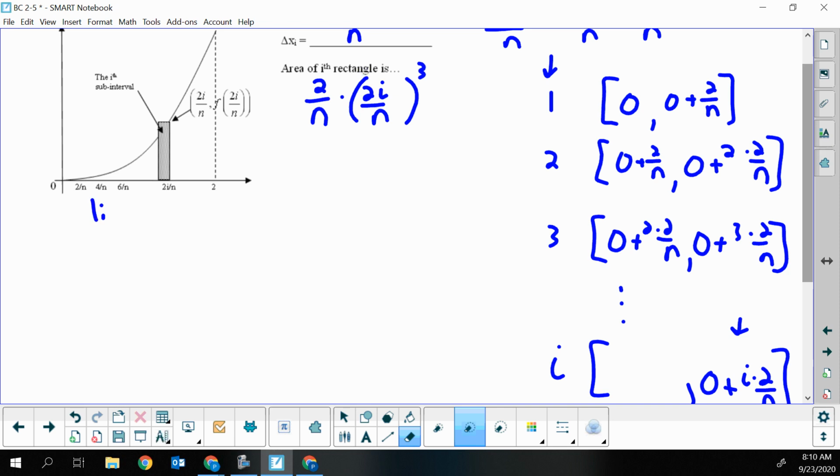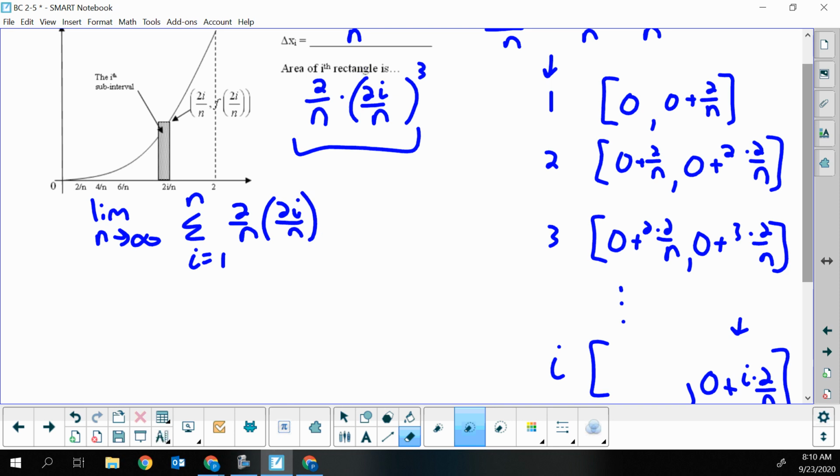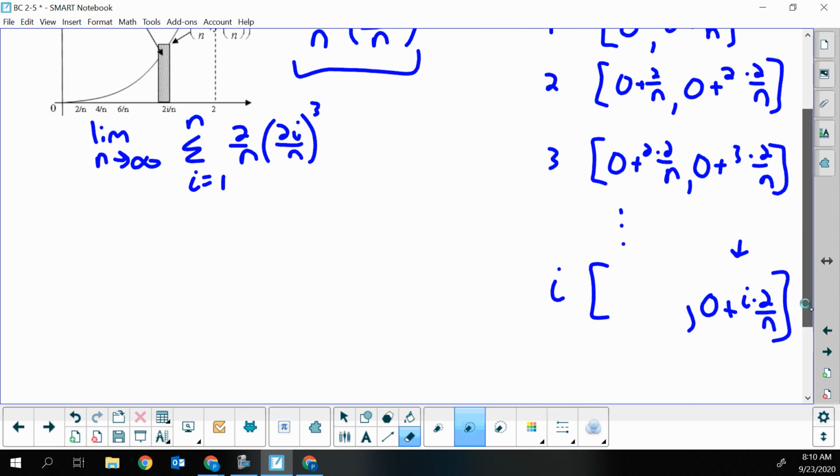So now we'll just do our limit. We're going to have the limit as n approaches infinity of the sum from i equals 1 to n. Now we'll just take this ith rectangle, so we have our base times each of our heights. And now the process begins to see if we can exactly evaluate this limit.